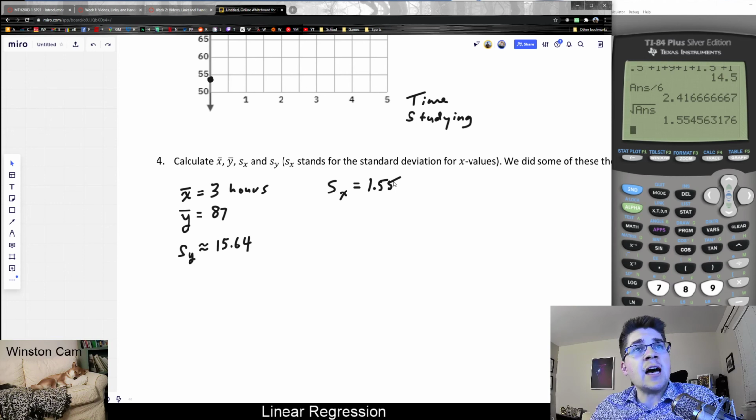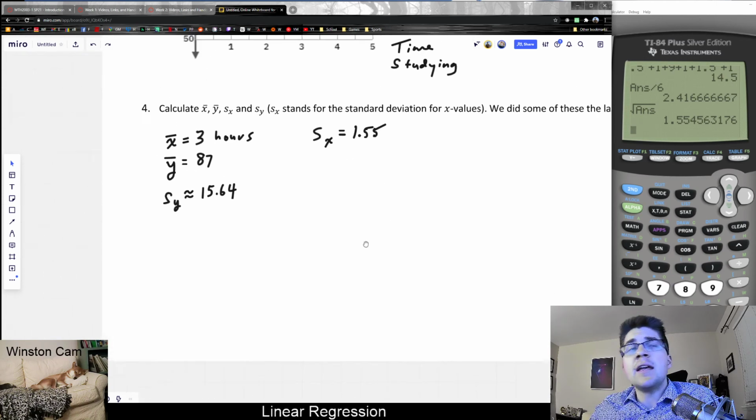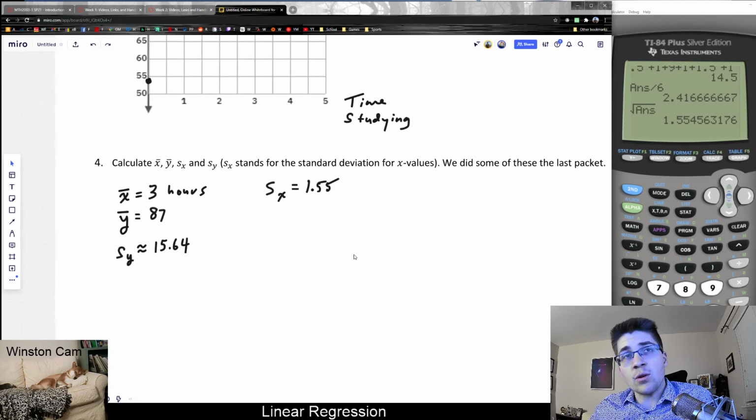And there we have it. We'll use this again later when it comes toward finding the correlation, finding the least squares regression line and the line of best fit. All of that is reliant on knowing your means and your standard deviations.